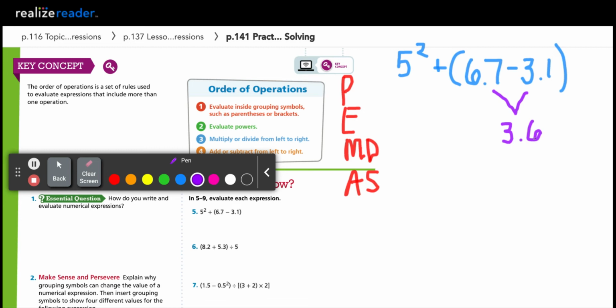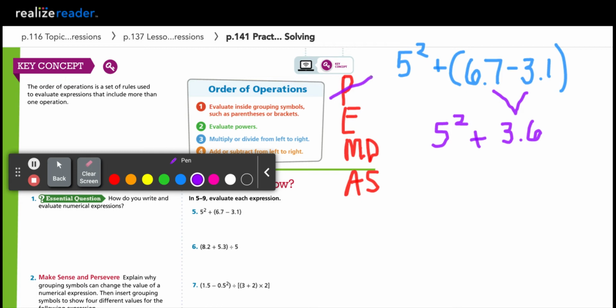It's like a reverse caret of what we did with our prime factorization. So I solved what was in the parentheses. I no longer need those parentheses, but I'm going to bring down the rest of the expression. So we started with 5 squared plus 6.7 minus 3.1. I was able to evaluate those parentheses, the first step of my PEMDAS, and then I brought down the rest of the problem. So now we have 5 squared plus 3.6.